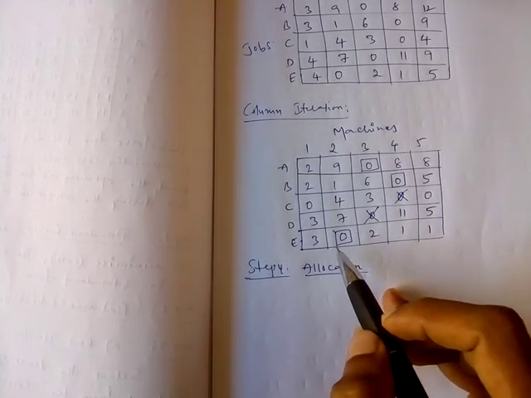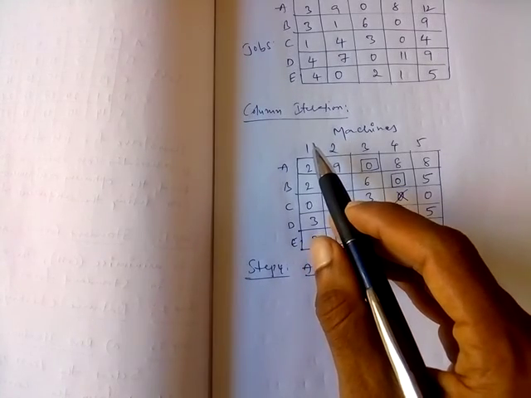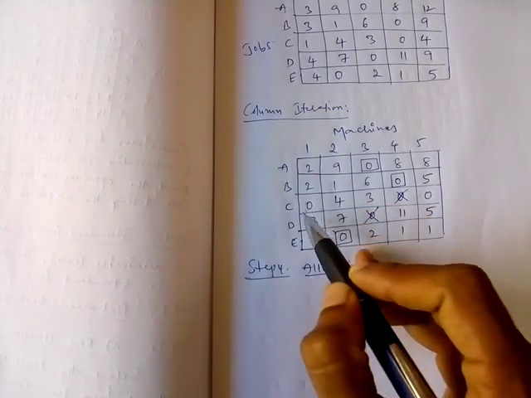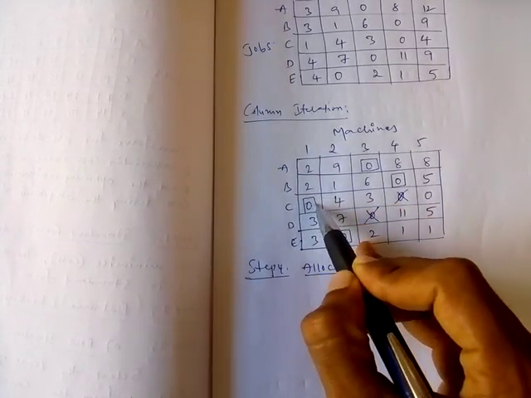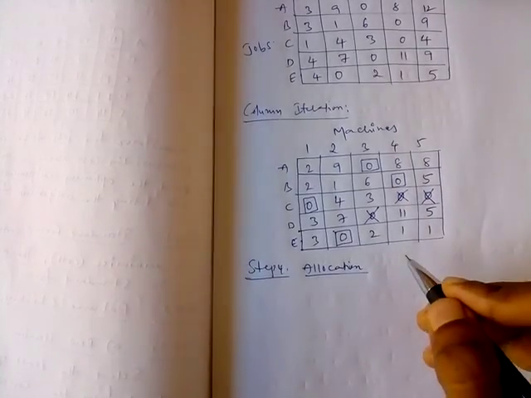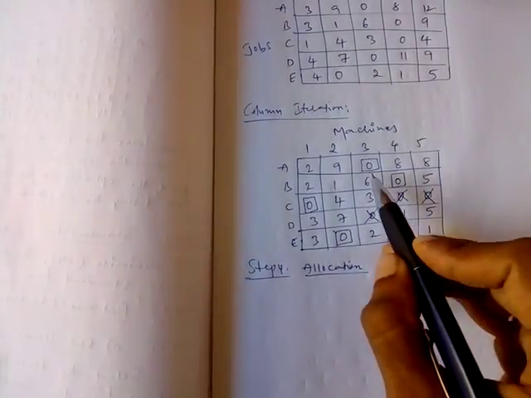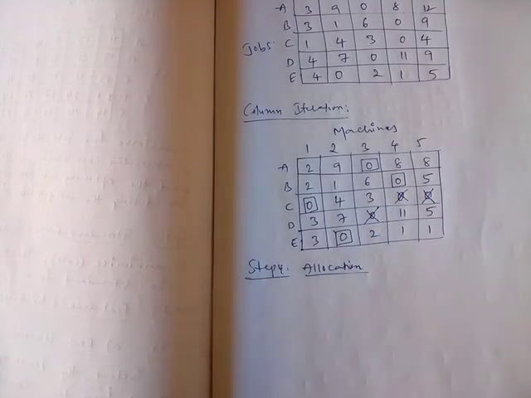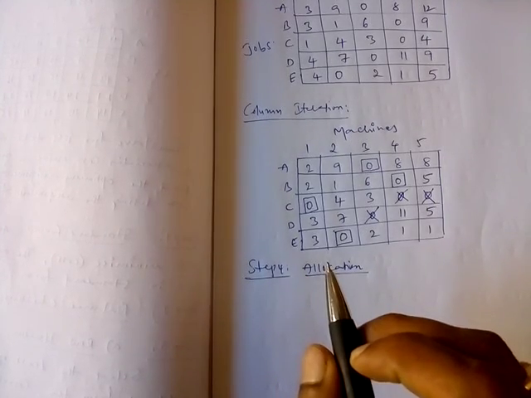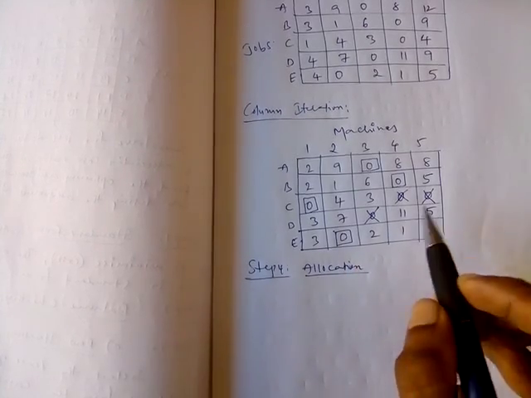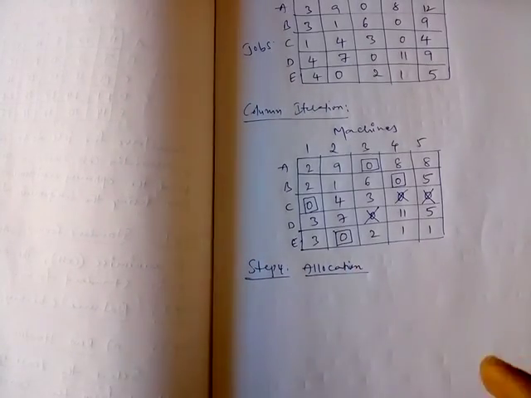And when you come here, in this column you have only 1 zero, so it can be allocated, and this will be cancelled. So like this we have to allocate the boxes to the zeros. I repeat, the preference should be given to allocate those zeros which are the only one available in a row or column. So like this allocation is done.